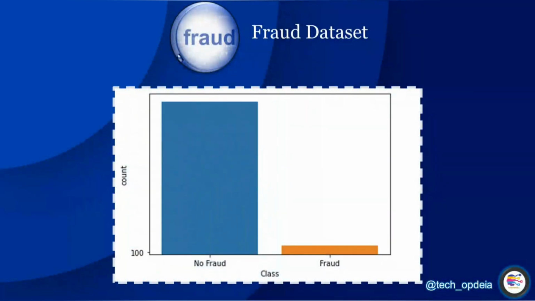So here is the look of our fraud dataset. Here you can see that the majority of the transactions are not fraud and only 2% are fraud. So in this case we can't use accuracy as an evaluation metric for our model performance.